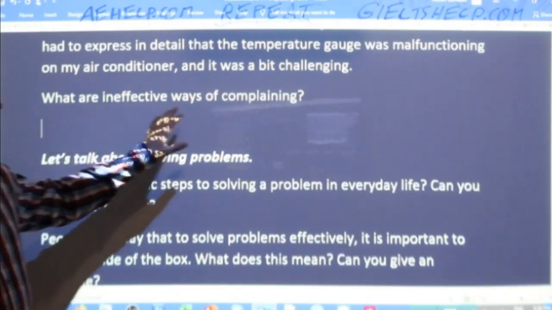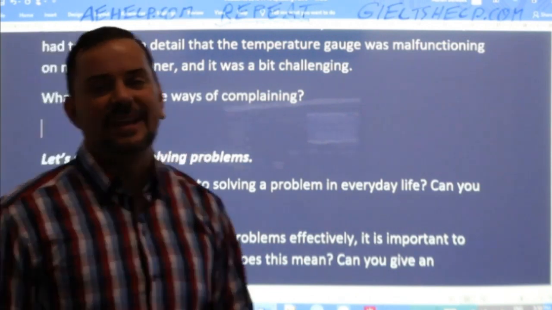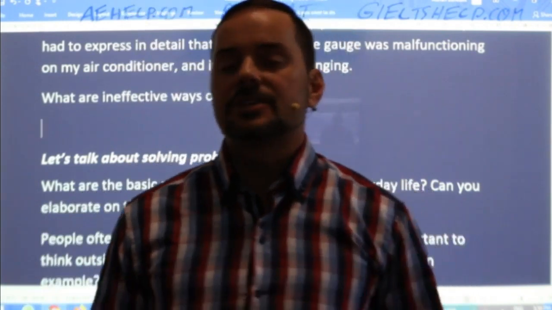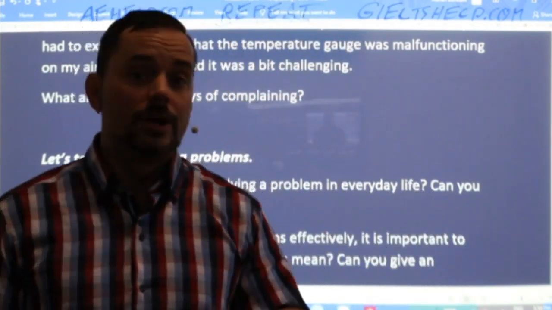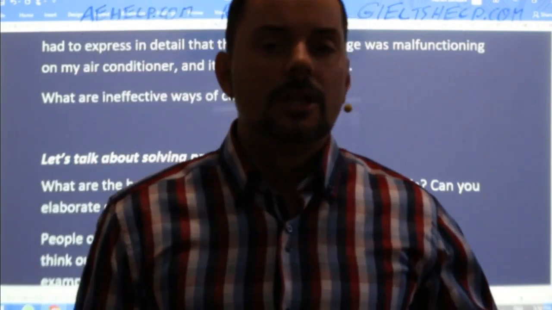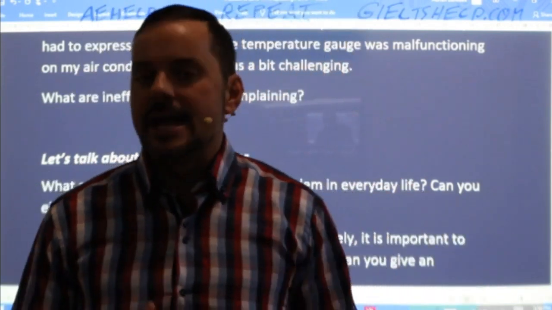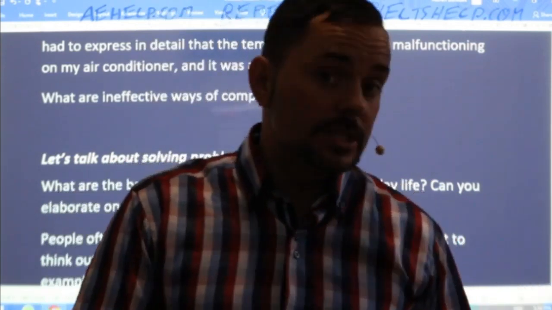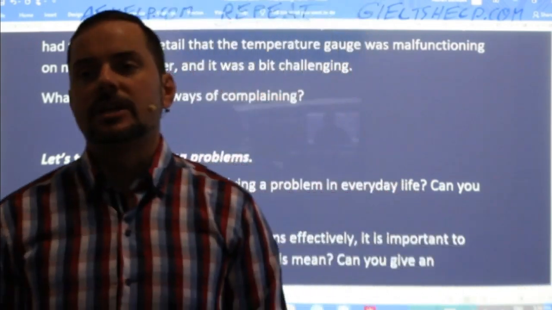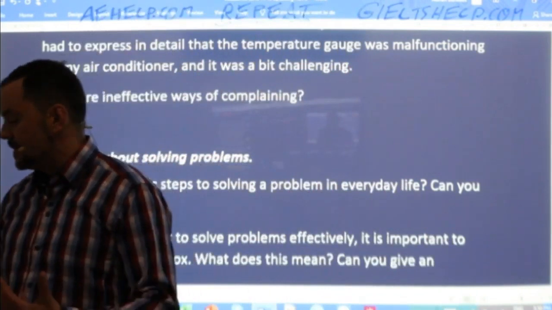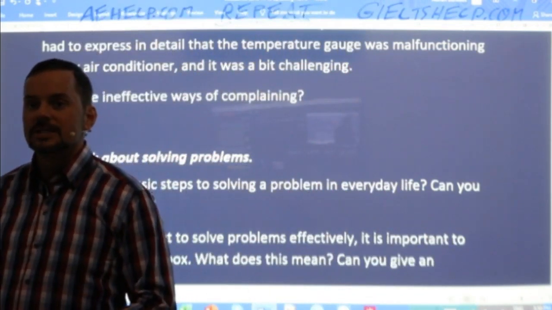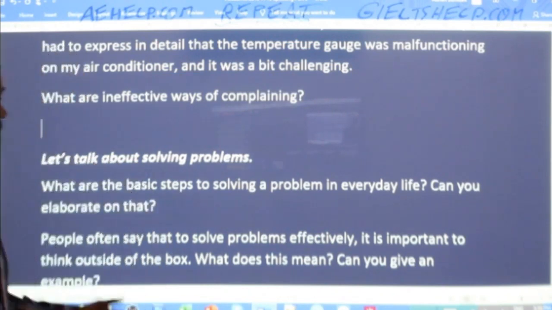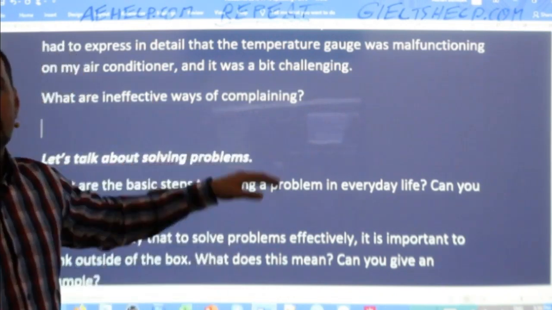What are ineffective ways of complaining? So often in speaking part 3, when the examiner asks you one side of the question, like what are the advantages of, you can almost guess that the next question coming afterwards is going to be the opposite side. And what are the disadvantages of, especially if it's clear that there are both. So it's no surprise that here the follow-up question is, what are ineffective ways of complaining?